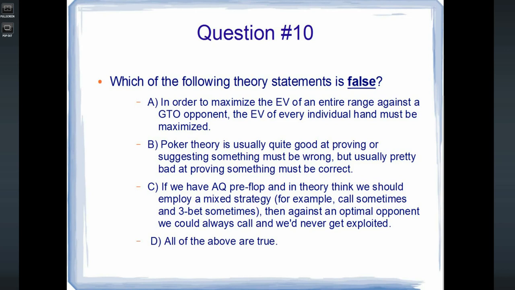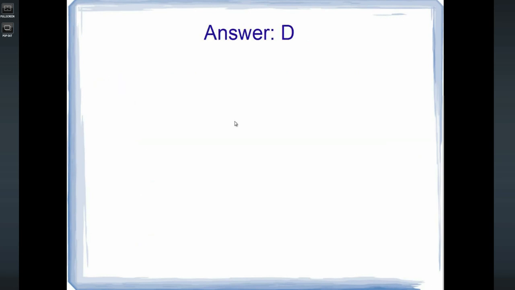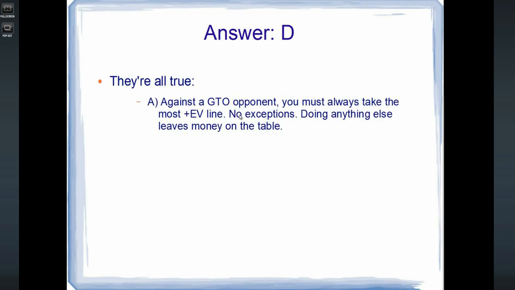A reasonably tough question, so pause for a moment and think. So the answer is D, they're all true. A says: against a GTO opponent, you must always take the most profitable line, no exceptions. Doing anything else leaves money on the table. I don't think too many people will have gotten this wrong.